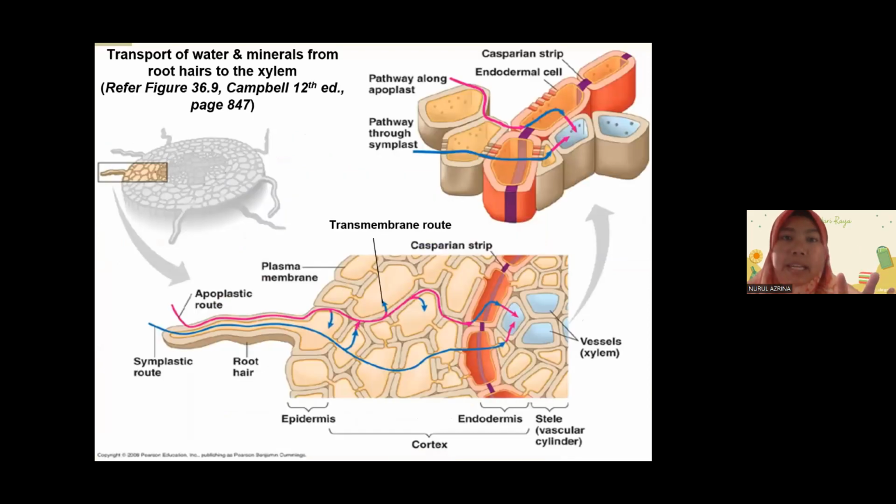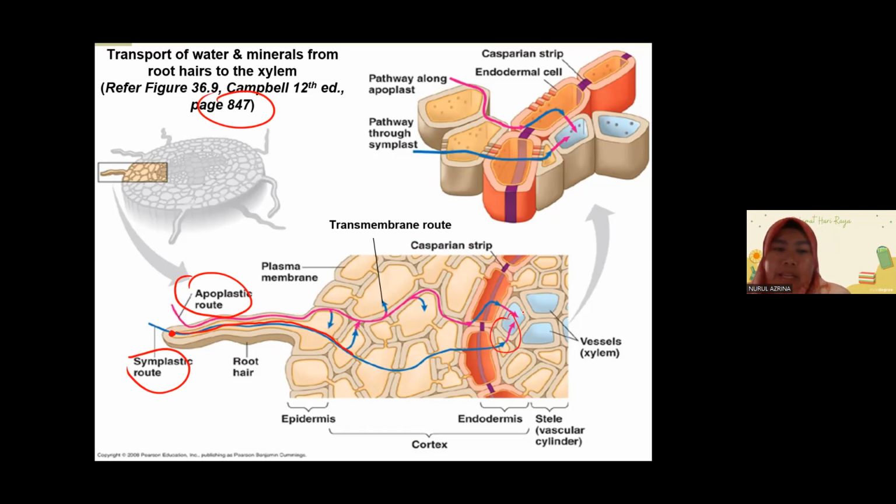So make sure you can understand, if you are given a picture of a root, make sure you can identify and explain what those particular routes are. Okay, again, you can find this picture on page 847. You can see that this picture shows you the apoplastic route and also the symplastic route. For the symplastic route, you can see it crosses a minimum of one plasma membrane over here. The water and minerals move along the continuum of the cytosol from one cell to another via plasmodesmata until reaching the vascular tissue, which is the xylem.